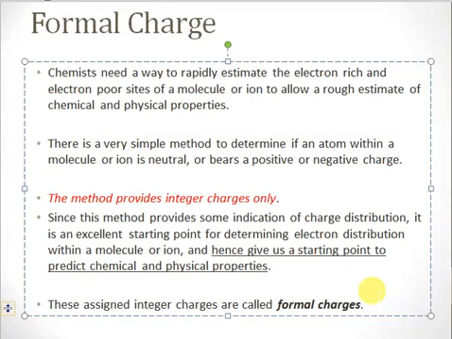If the charge is 0, it means that atom in a molecule or in an ion is neutral. If we get a positive integral charge, then it means that atom is deficient. And if we get a negative value, that means that atom in a molecule or in an ion will be electronically rich, right? So these integral charges which we get are known as formal charges.